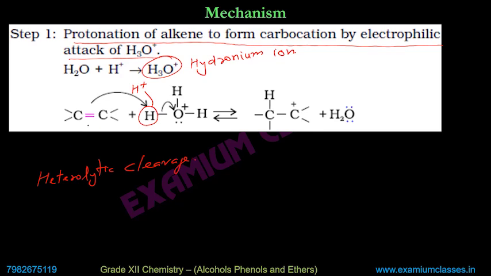In heterolytic cleavage, both the electrons will go on one carbon, say on this carbon. When both the electrons go on the left carbon, the right carbon will gain positive charge. Because it has two electrons, these two electrons will be given to this proton, and this proton will get attached to this carbon. So carbocation is formed this way.